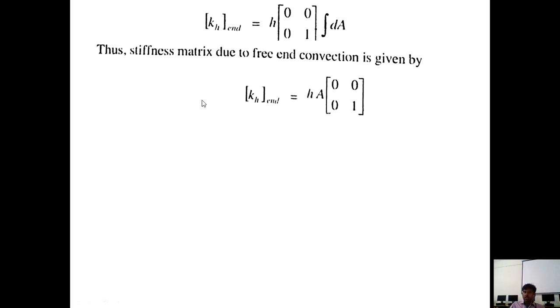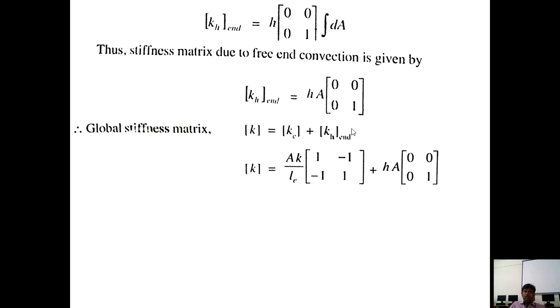If convection is taking place at both ends, it will change. But in the problem we have considered here, convection is taking place at only one end. For that, the stiffness matrix is HA into [0 0; 0 1]. Got it, friends? If in any problem both conduction as well as free end convection are taking place, then the global stiffness matrix will be Kc plus Kh.